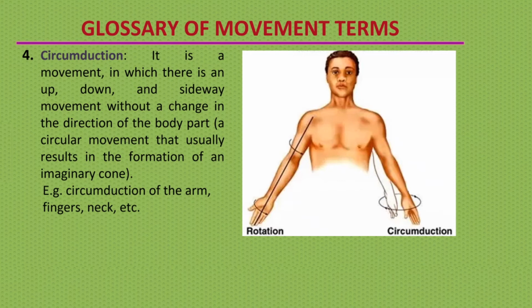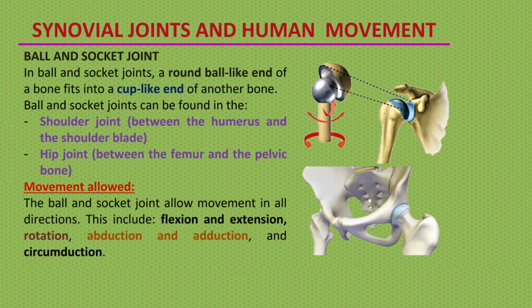First, we'll talk about the ball and socket joint. In a ball and socket joint, a round ball-like end of a bone fits into a cup-like end of another bone. A common example is the shoulder joint, which is a joint found between the humerus and the shoulder blade. Another common example is the hip joint, found between the femur and the pelvis.